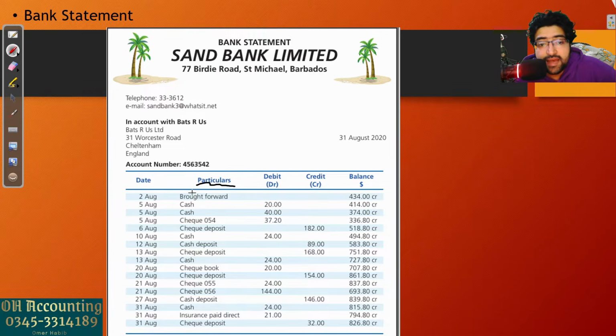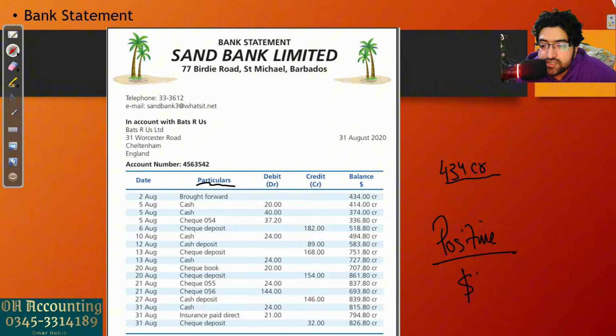See, balance brought forward or balance brought down is the leftover money from the previous month. So as you can see, it's 434 credit, which means, as I have told you, it's a liability for them. So they are tracking it as a credit balance, but for us, it is a positive balance. So it means by looking at the statement, we can tell we have $434 in our bank account at the start of the month, which is August in this case, right?